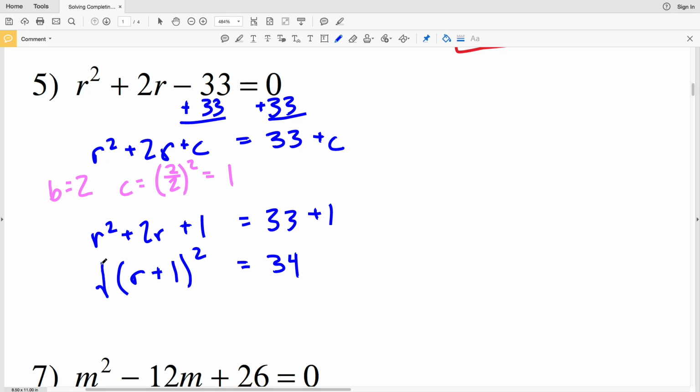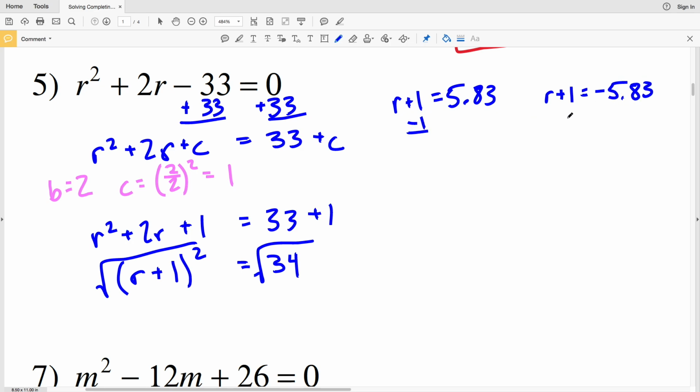So now what I'm going to do is take the square root of both sides. So I'll have r plus 1 equal to the positive value of the square root of 34, and I'll have r plus 1 equal to the negative value of the square root of 34. And the square root of 34 equals 5.8309, which I'll just round to 5.83. So we'll have a positive 5.83, and a negative 5.83.